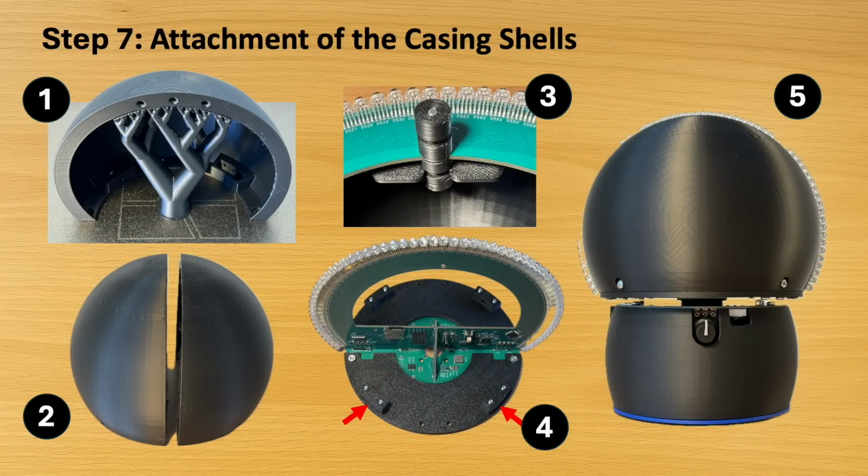Now we are almost done with the assembly. The only remaining step is to attach the plastic housing parts. Most of the components can be 3D printed without any support structures. However, the two dome halves do require proper support during printing. In the image at the top left, you can see how I configured the support structures for this purpose.